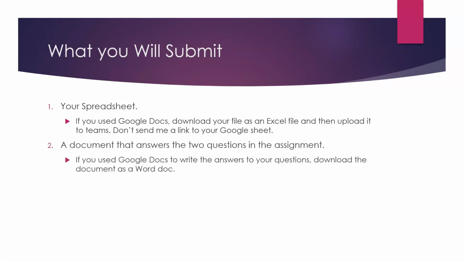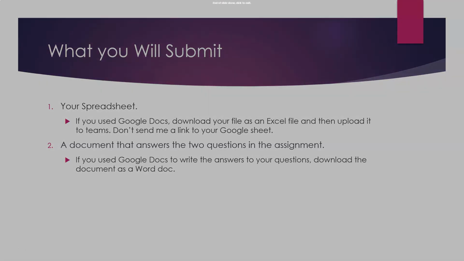The second piece is a document that answers the questions in the assignment, I think there are 3. Again, if you use Google Docs to write your answers, you can download the document as a Word doc, and then upload it when you upload your spreadsheet. And that's all that's involved in the weighted mean project.